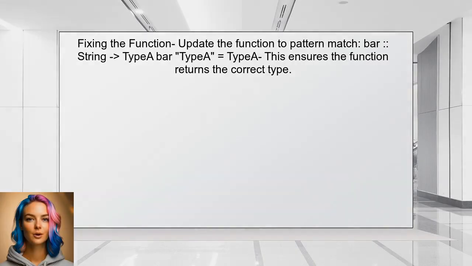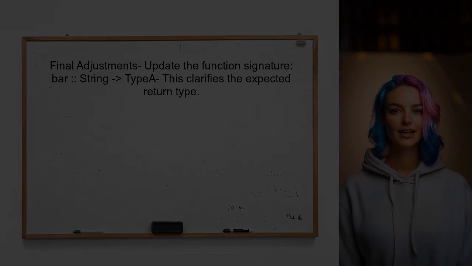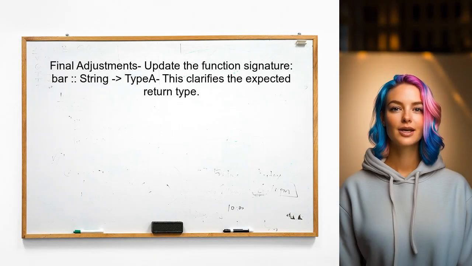To fix this, the user can create a pattern match for the string input. This means defining how the function should behave based on the input string, allowing it to return the correct type. Finally, the user should ensure that the function's signature reflects the specific type being returned. This will help avoid confusion and ensure that the type system can correctly infer the types.